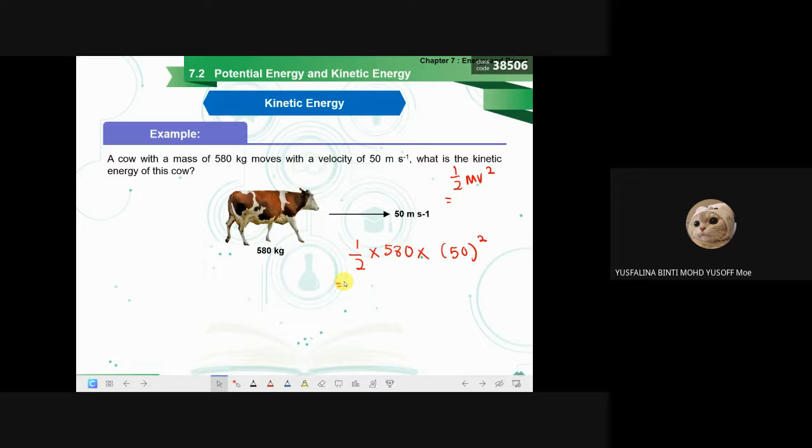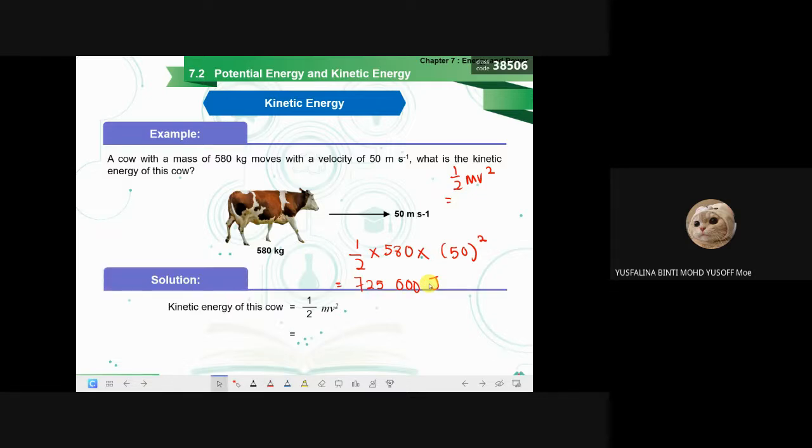725,000 joules. Don't forget to put the unit there. Let's check whether our answer is correct or not. Yes, 725,000 joules. So what we can see here is, if the object has a higher mass and also a higher velocity, it can produce higher kinetic energy. So the kinetic energy depends on the mass and also the velocity.